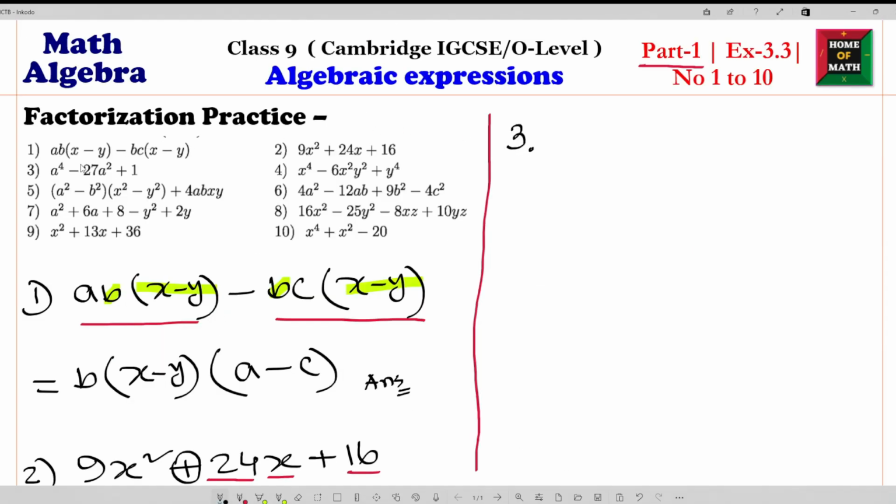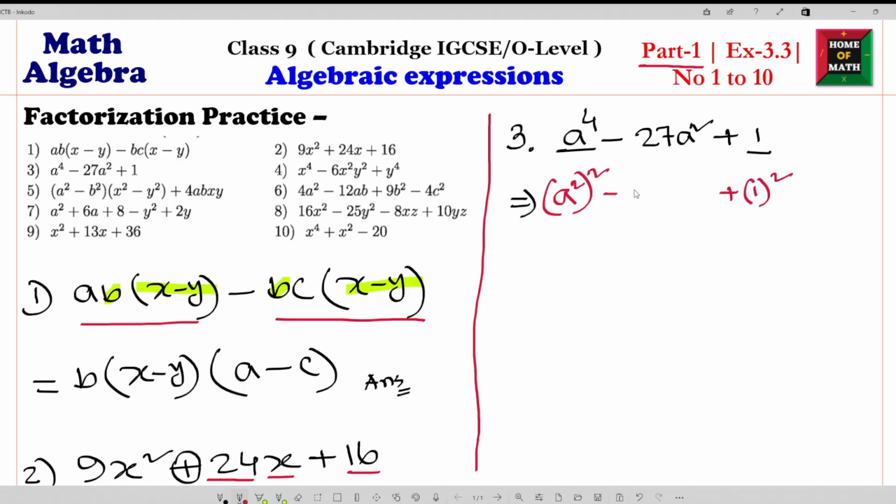Number 3. a⁴ − 27a² + 1. This one, a⁴ and 1, we can write (a²)², and here is plus 1². Here is minus sign, so we can write 2ab. 2 times a² times 1. But look, here is minus 2a², but here is minus 27a². So still we need minus 25a².